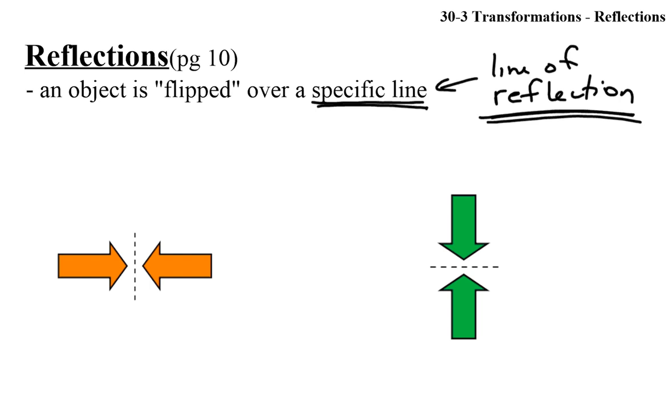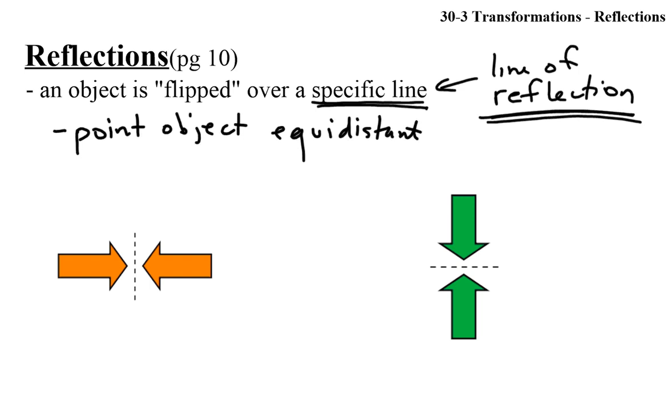Once we know what the line of reflection is, why it's so important is because every point on the object becomes equidistant from its image point. So not only do things flip over a line, but they flip and then everything is the same distance.